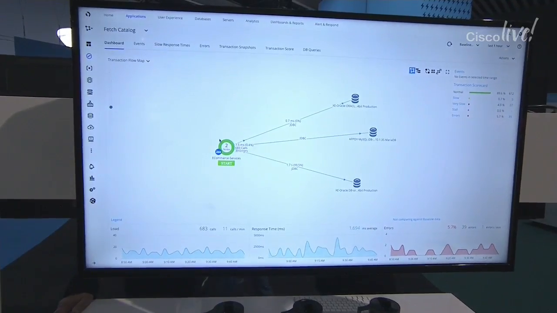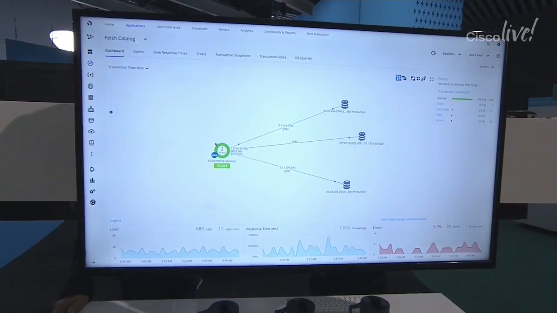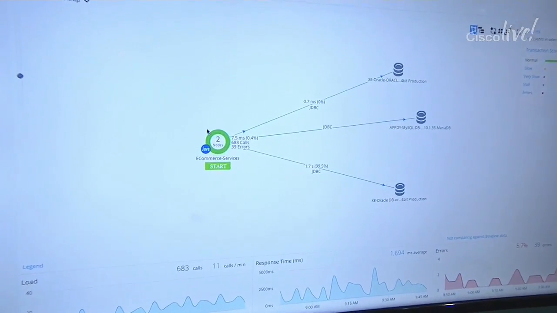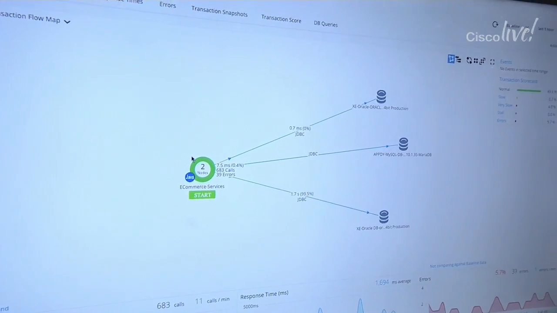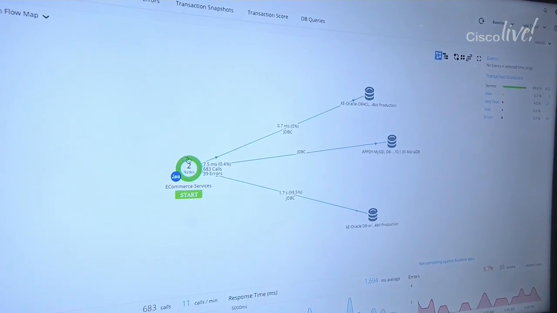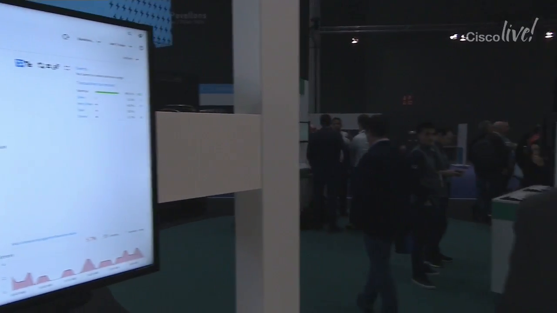Now we see the next unique thing about AppDynamics. When you deploy our agents, we identify all of your application's architecture, all the nodes, all the message queues, all the backend databases. What we see on the screen here is that we've got two nodes talking to three backend databases. We've also got a number of KPIs at the bottom.